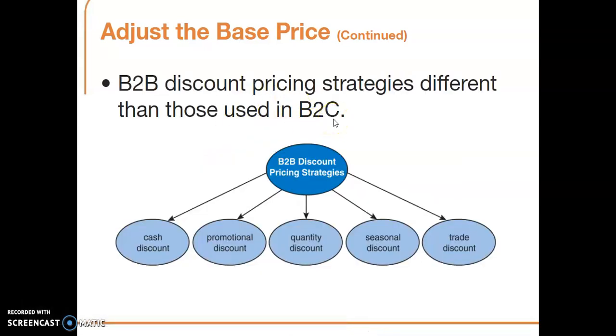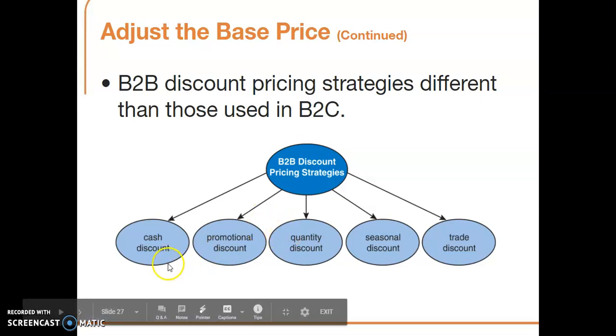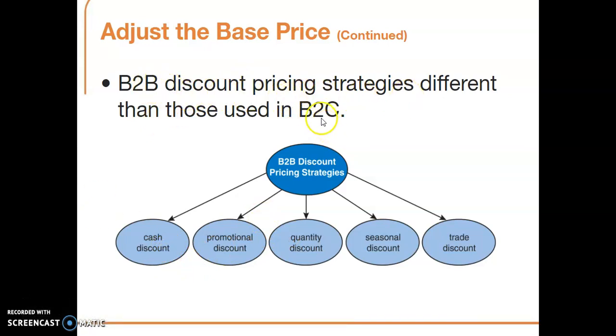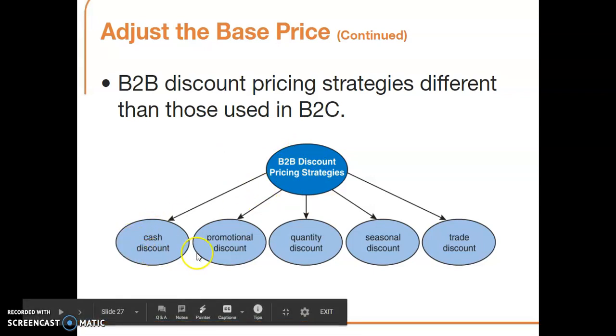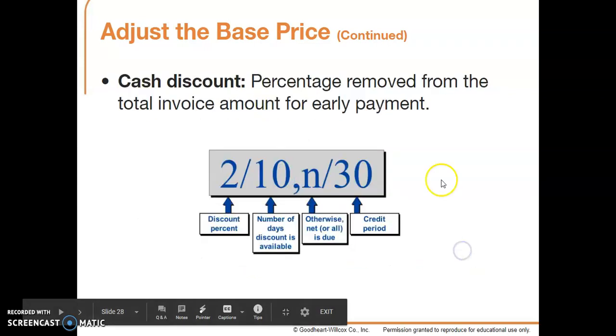Now, there are pricing strategies that are specifically focused on business to business. So business to business discount pricing strategies are different than the business to consumer strategies that we just talked about. So business to business strategies include cash discount, promotional discount, quantity discount, seasonal discount, and trade discount.